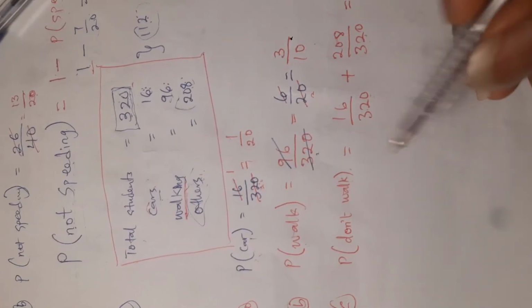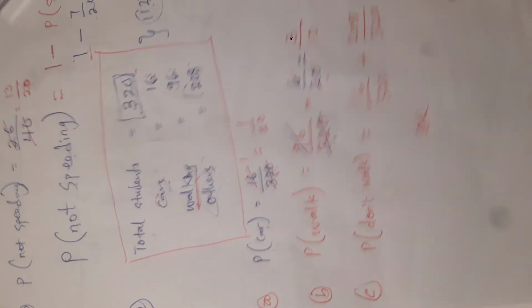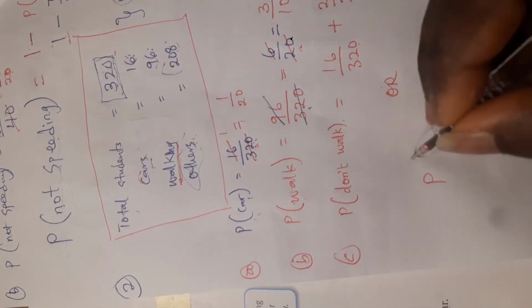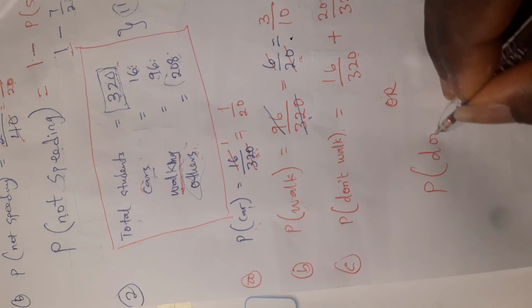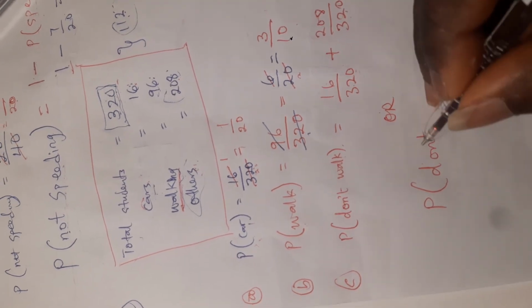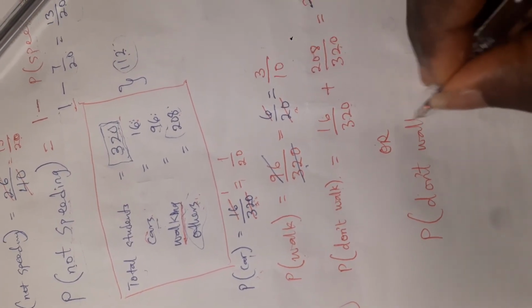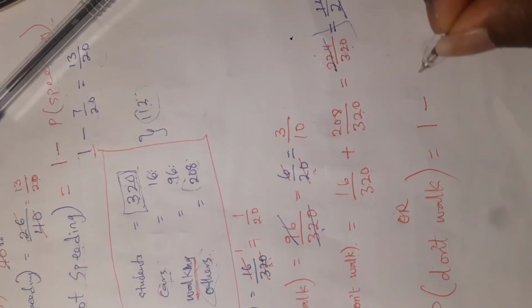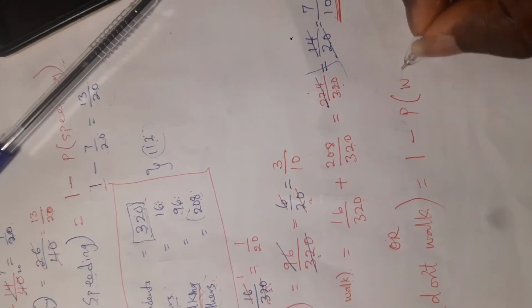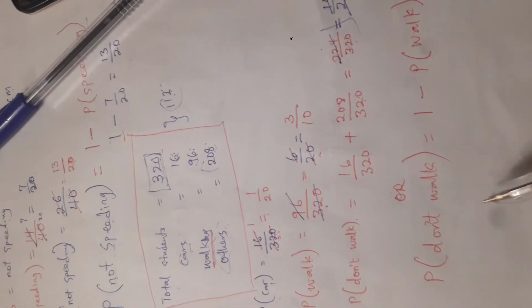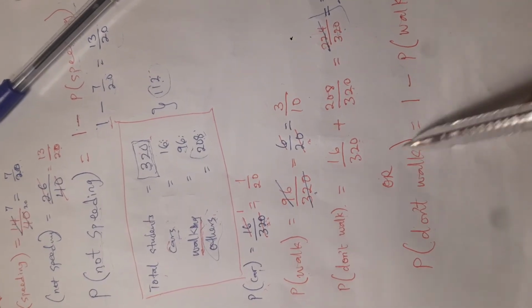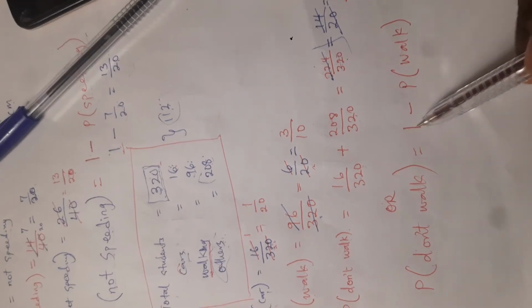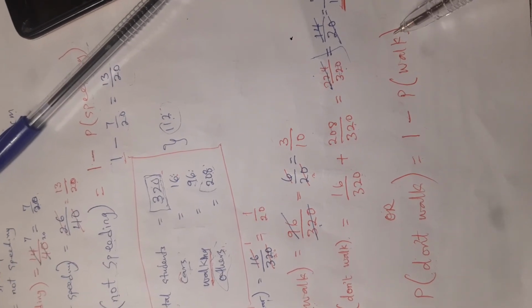Now let me teach you the other method. Please pay attention. The probability that they don't walk to school means don't walk to school. Now this is a negative statement. It means 1 minus the probability that they walk to school. This is what I want you to understand. The probability that they don't walk to school is 1 minus the probability that they walk to school.